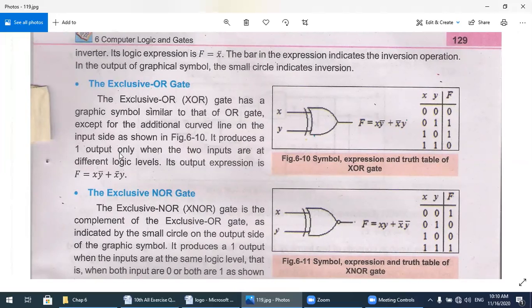It produces an output of one only when the two inputs are at different logic levels. Its output expression is f is equal to, for the two variables, x y complement plus x complement y. So this one will be the output for the exclusive OR gate.